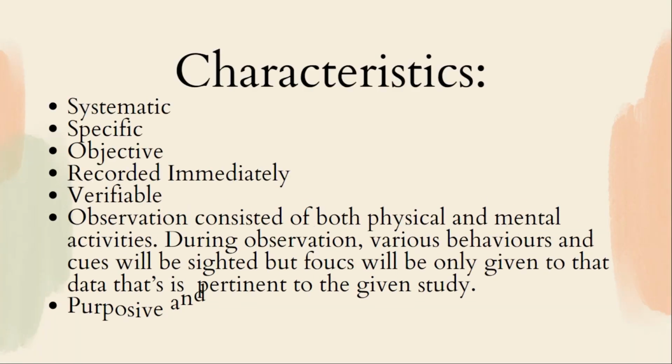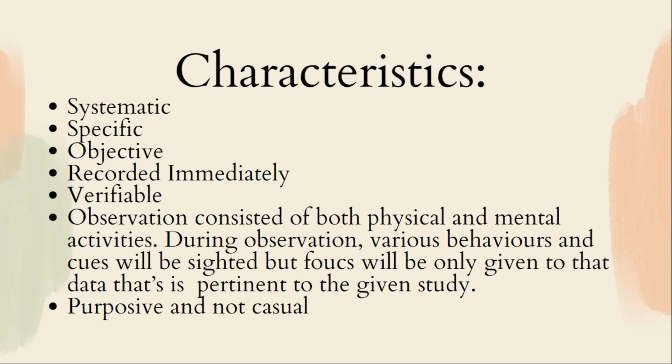Now when we talk about observational research method characteristics, it must be systematic. There must be a specific system or method used while observing, and it must be specific. What we want to observe, we must be specific about that. We should not consider anything other than the thing we want to discuss or observe. It must be objective.